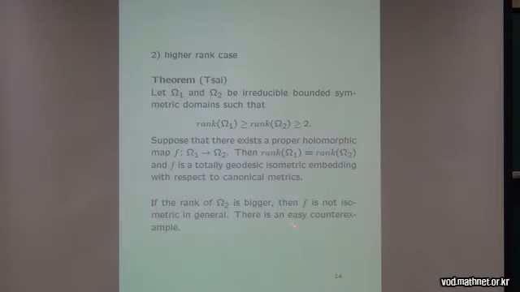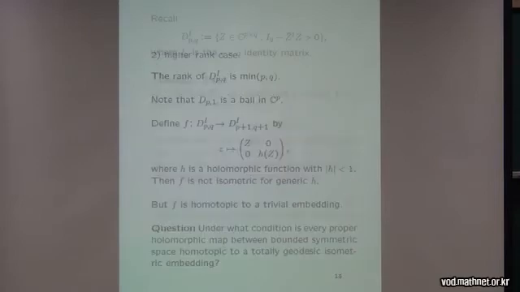But if the rank of the target is bigger, then we cannot use this extremal disk. So there's an easy counterexample for the higher rank case. So recall that type 1 is just a matrix of this property. Then the rank is the minimum of these two numbers.